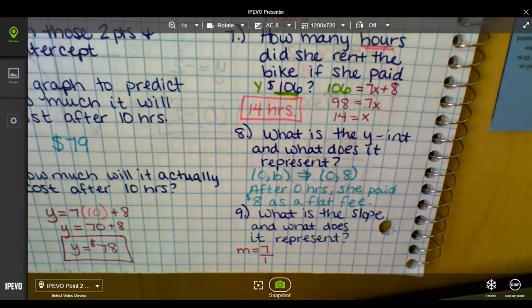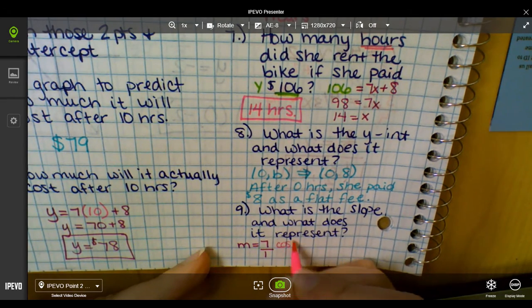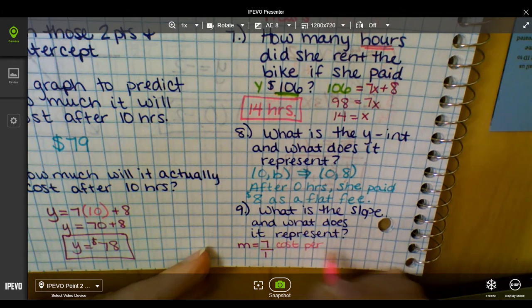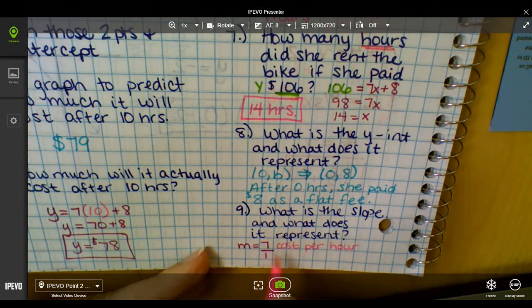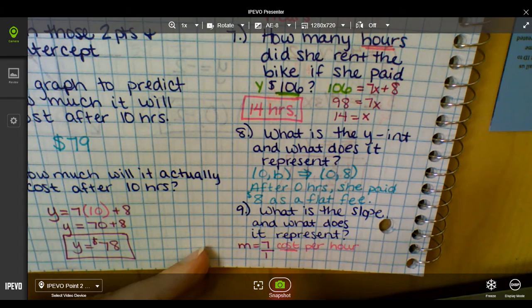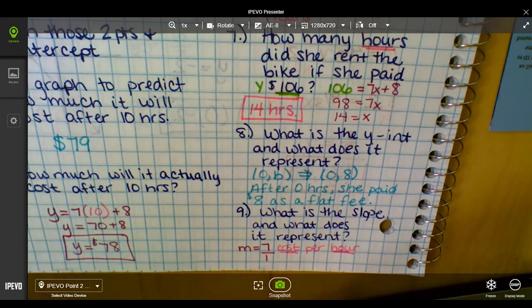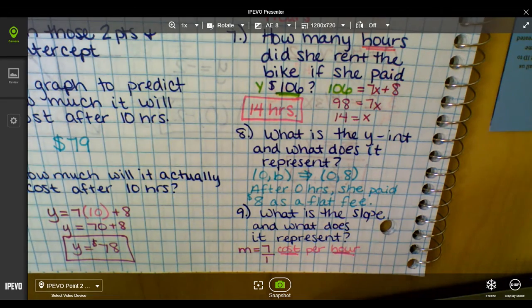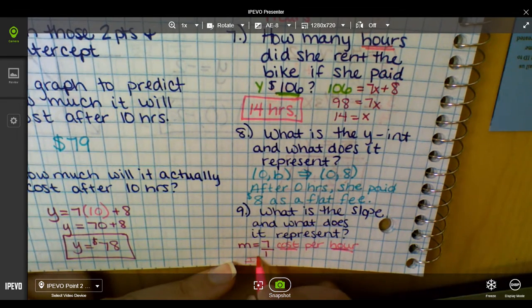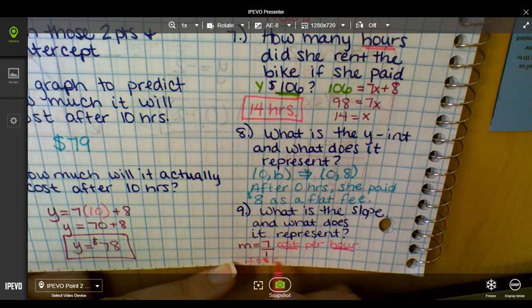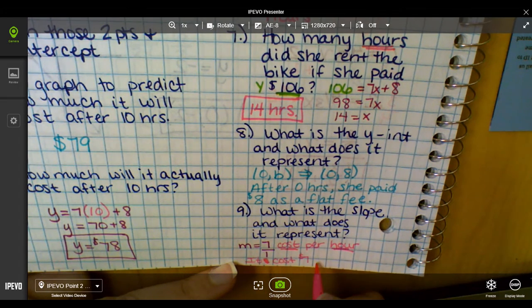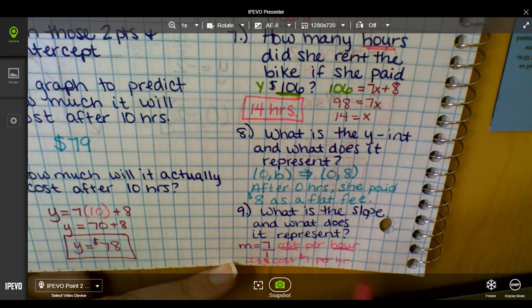Okay, and again, it's always your change in y over your change in x. It's your y's per your x's. So you just pretty much have to look at your graph and say what your graph is. So this is cost per hour. Your numerator is your y, and your y represents cost. Your denominator is your x, and that represents your hours. So really, it costs $7 per hour to rent the bike.